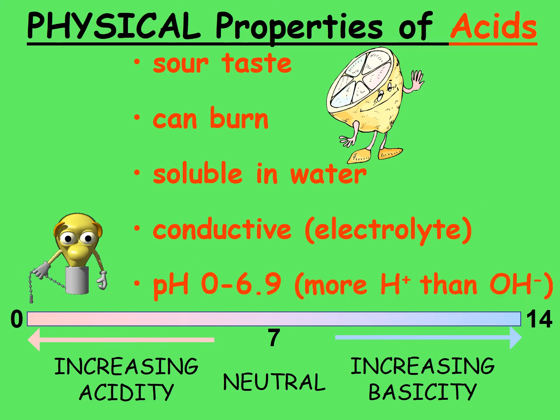And they have a pH between 0 and 6.9. They have more hydrogen. So if you look at the left side of your chart, that's more hydrogen. The right side of your chart towards the 14 is more hydroxide. And keep in mind that that chart can go either way. They might put the 0 on the other side. If you go towards 0, you have more hydrogen. If you go towards 14, you have more hydroxide, OH.